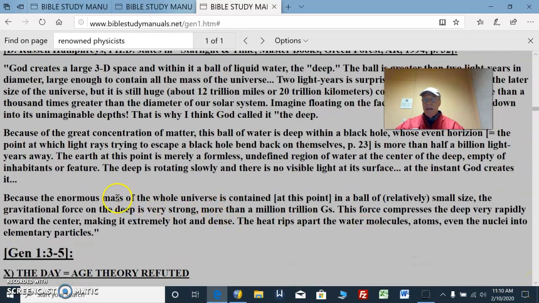because this enormous mass of the whole universe is contained at this point in a ball of relatively small size, the gravitational force on the deep is very strong, more than 1,000,000 trillion Gs. This force compresses the deep very rapidly toward the center, making it extremely hot and dense. The heat rips apart the water molecules, atoms, even the nuclei into elementary particles, at which time then God continues his creative work. And we're looking at Genesis 1, 3-5. We'll begin that next time.